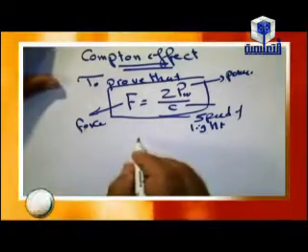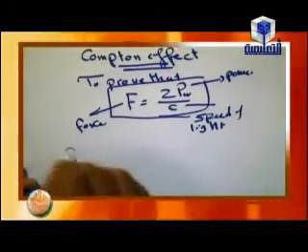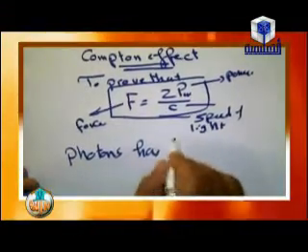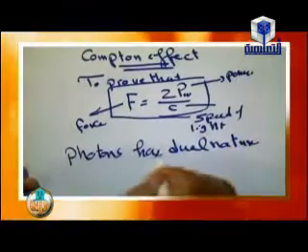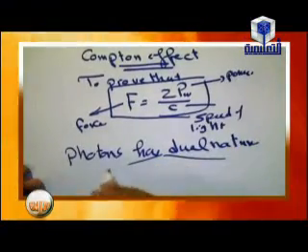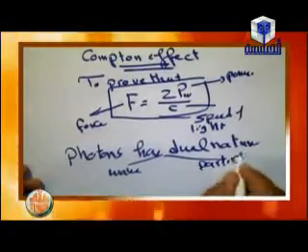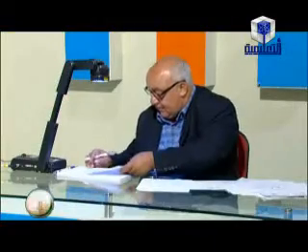If we want to prove this, we want to prove that photons have dual nature. It means we can consider it as wave and particle. This is a proof of the Compton effect. We shall start with the proof now.